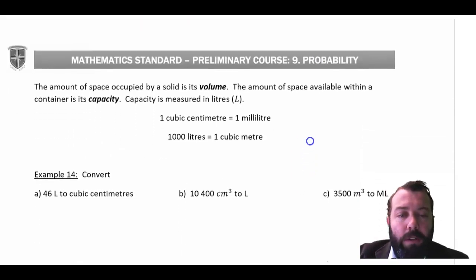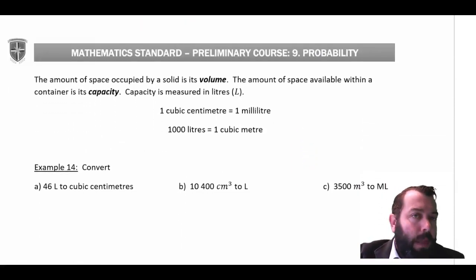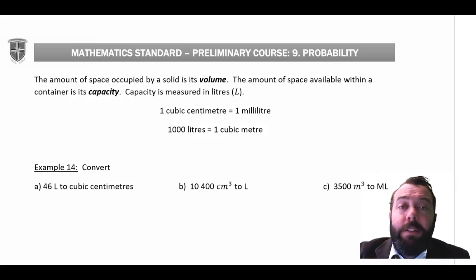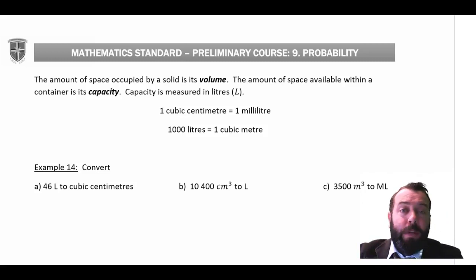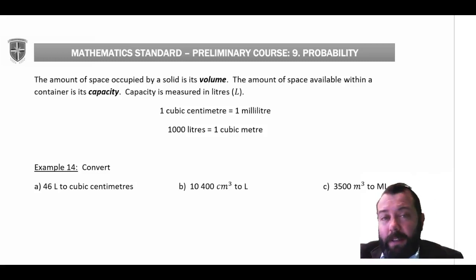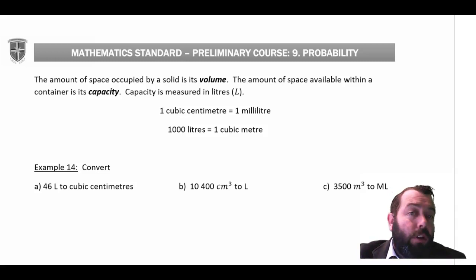Okay, now we're going to talk a little bit about a prism. A prism is a solid that has a consistent cross section. Essentially it's got the same shape on the top and the bottom, or the front and the back. Same shape all the way along, same shape and size. Now the amount of space it occupies is its volume. The amount of space within it is called the capacity. There's not a lot of difference between volume and capacity, but we use different units for capacity.